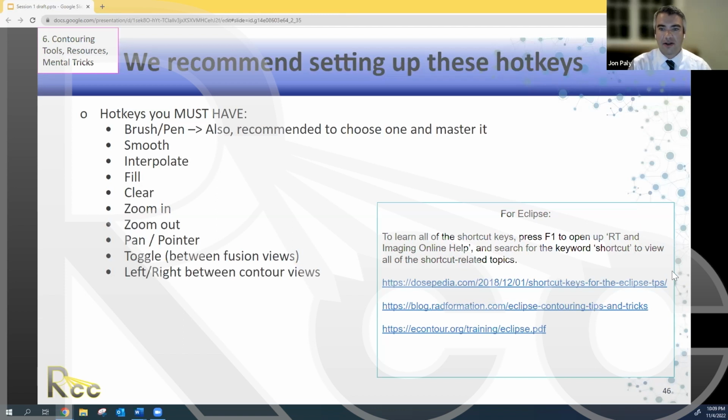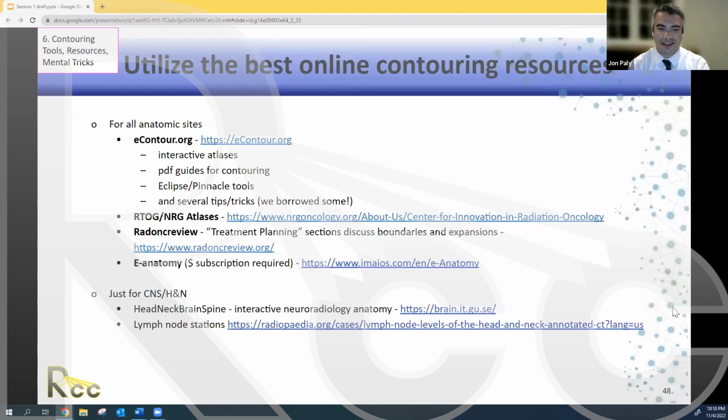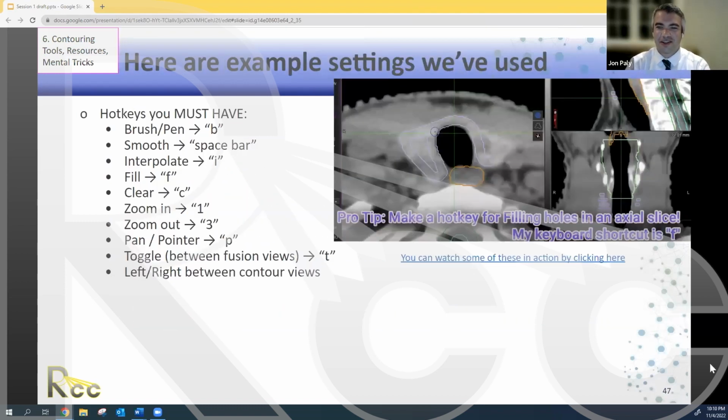If you hit F1 and open up RT and Imaging Online Help and search for a keyword shortcut, you can find these topics. We've also posted here some additional links to shortcuts in Eclipse. This is a nice addition from Ben, which I just learned a good one that I'll be using, which is making a hotkey for filling holes in the axial slice view. I am frequently having to click over to a different slice to fill holes, and so that's a good thing to do. There's also a video here about some of these tips in action, so I encourage you to go back to these.